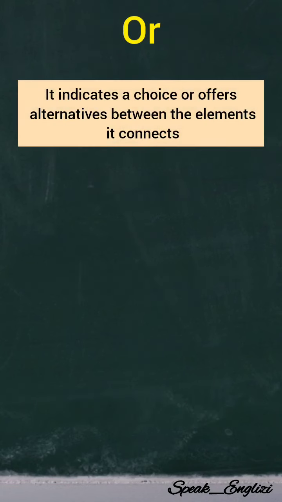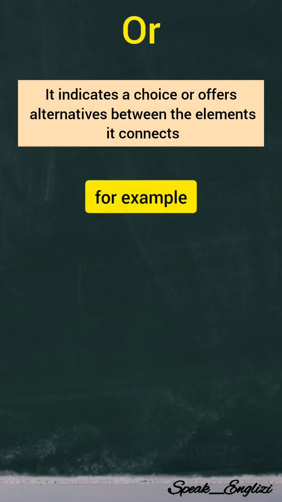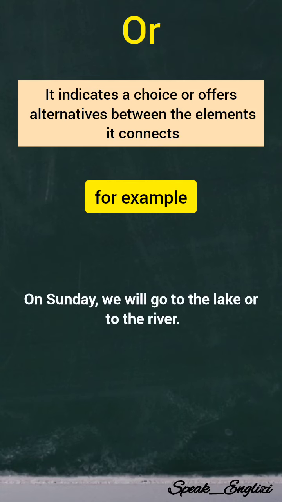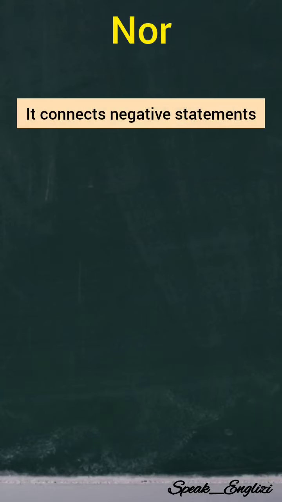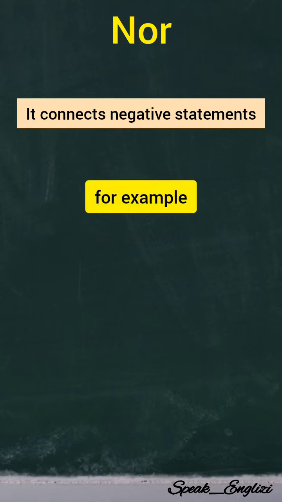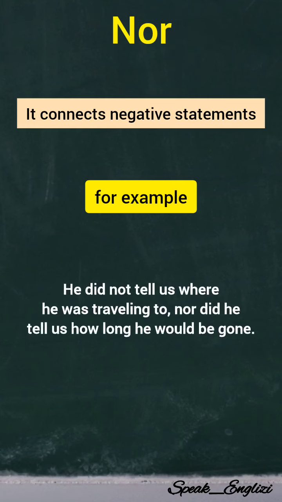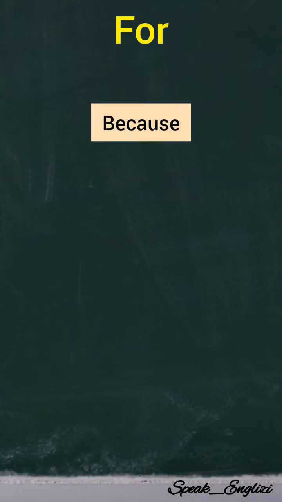Or indicates a choice or offers alternatives between the elements it connects. For example, on Sunday, we will go to the lake or to the river. Nor typically connects negative statements. Note that if an independent clause follows nor, its subject and verb are inverted. For example, he did not tell us where he was traveling to, nor did he tell us how long he would be gone.